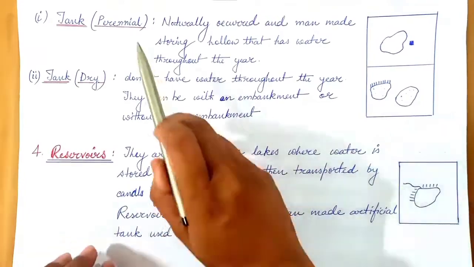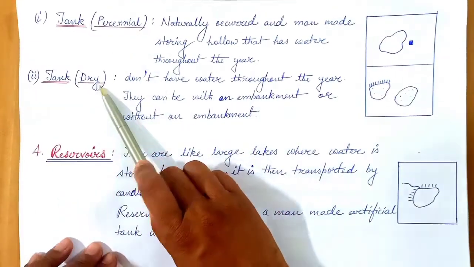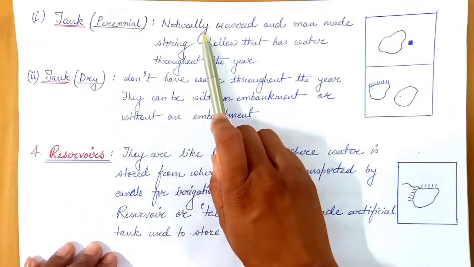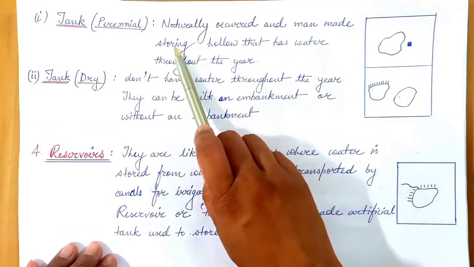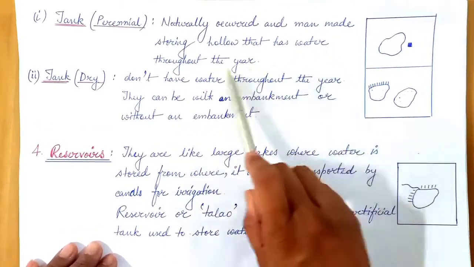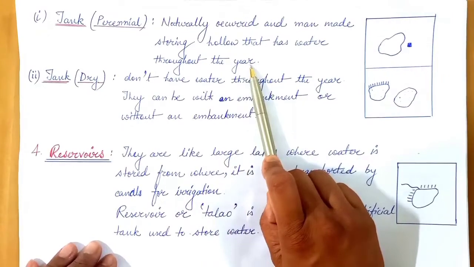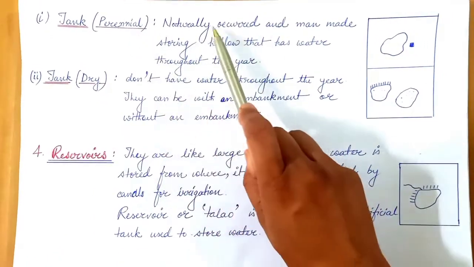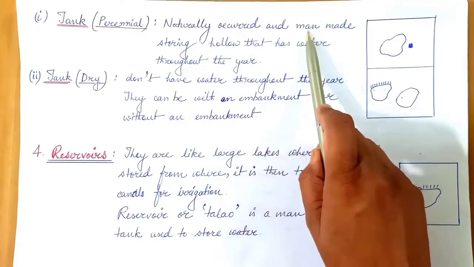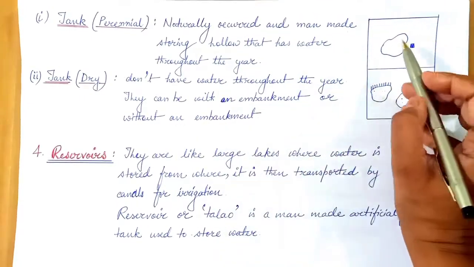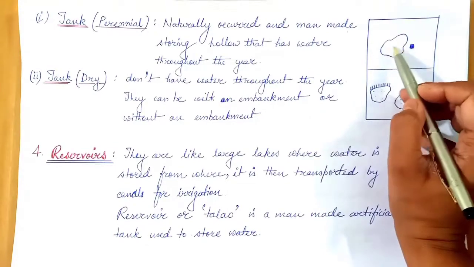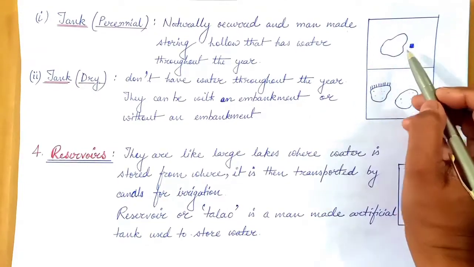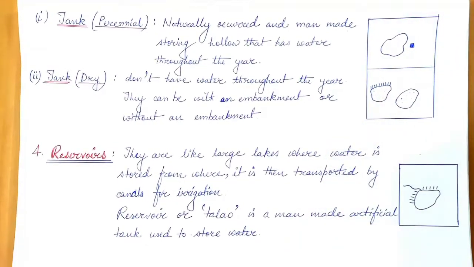Tanks are perennial as well as dry. Perennial tanks, naturally occurring or man-made, store water throughout the year. So throughout the year there is water, so it's known as perennial, and it can be naturally formed or man-made. So this is a tank and it will be colored blue. So it will indicate water throughout the year.